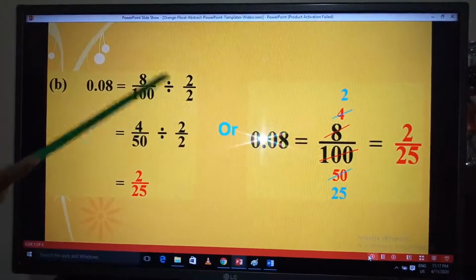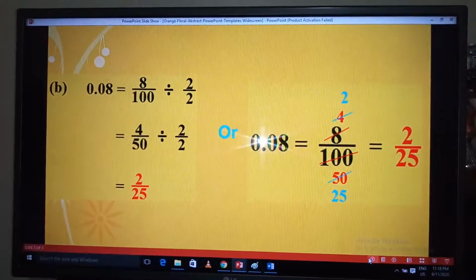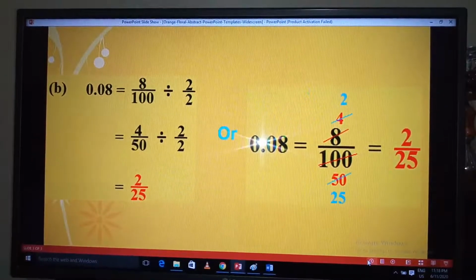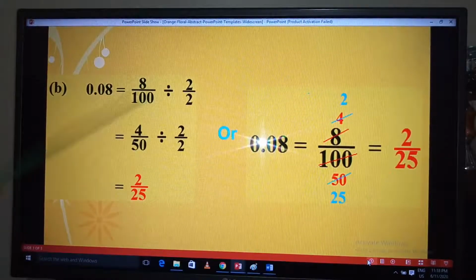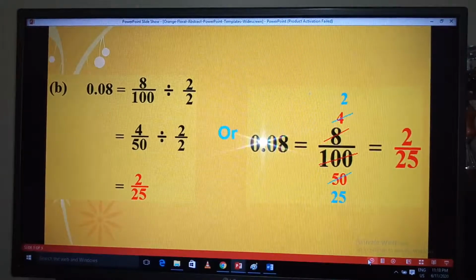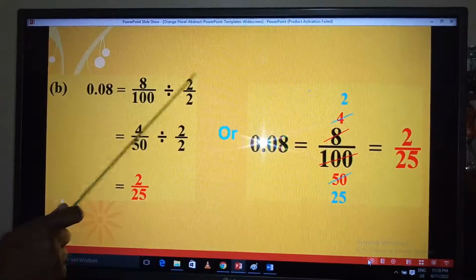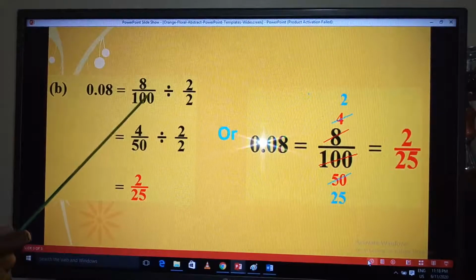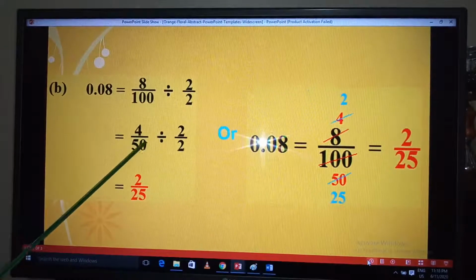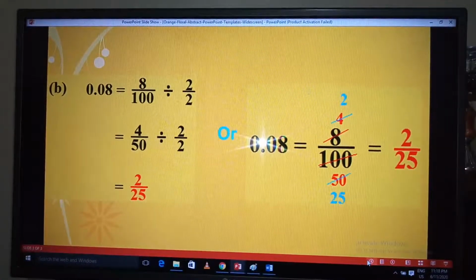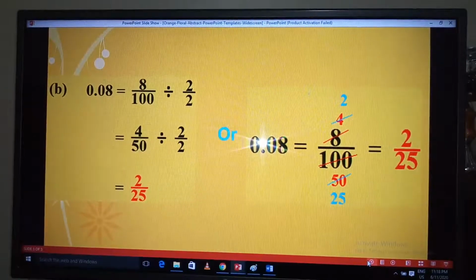This is not in its simplest form, so we continue simplifying it. We ask ourselves, which is that number that can divide both 8 and 100 without a remainder? And the number we choose is 2. So 8 divided by 2 gives us 4. 100 divided by 2 gives us 50. Still, 4 out of 50 is not in its simplest form. So we continue dividing further.